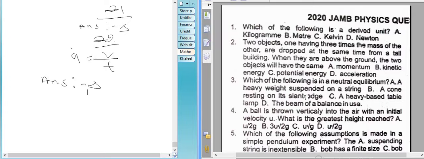The coin resting on its slant edge, because when you rest a coin on its slant edge, it will tend to come to rest in its new position, or it will remain in equilibrium. Therefore, B is the answer here.